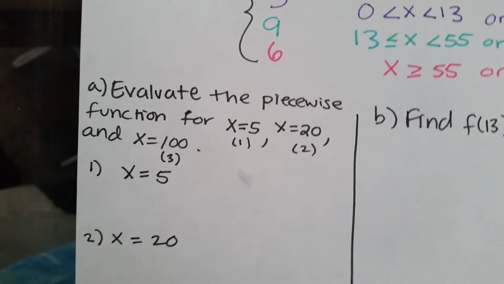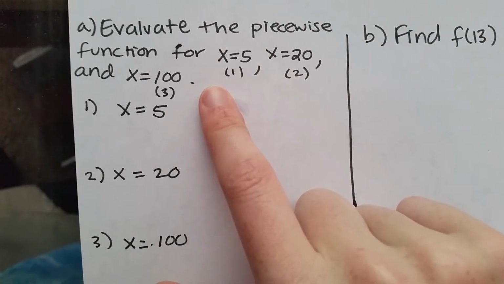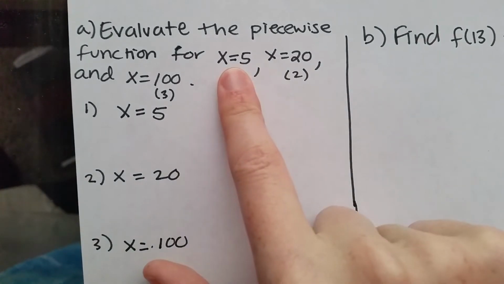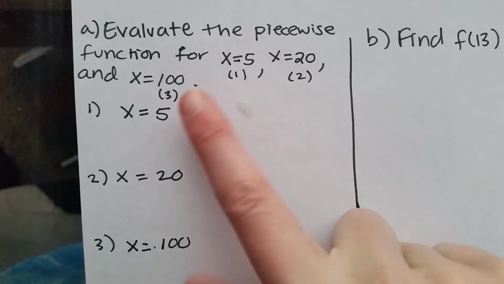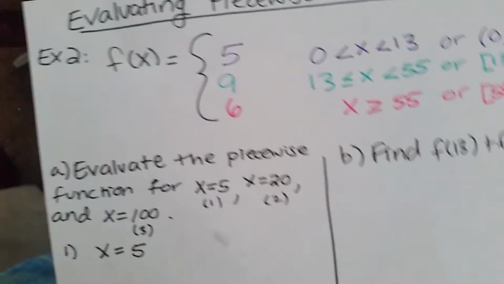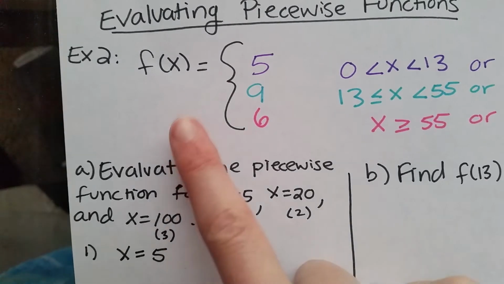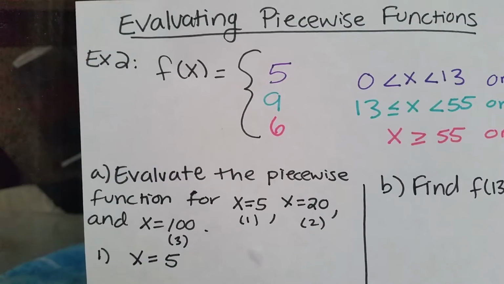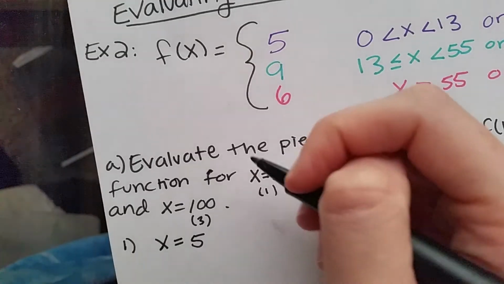So now let's get to solving with our function. We're going to be evaluating 3 different values of x. It says evaluate the piecewise function for x equals 5, x equals 20, and x equals 100, which I split up into 3 separate problems. I numbered them 1, 2, 3, just like I did here. Our first one says we want to know what the function value is when x is 5. So I'm going to be replacing my x with a 5, and we're going to see which value it will give us. So we're solving for f of 5, because that's the function value when x is 5.